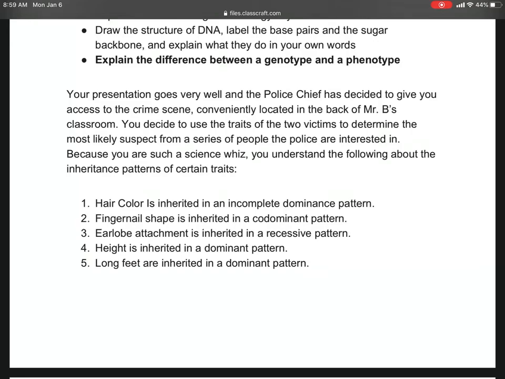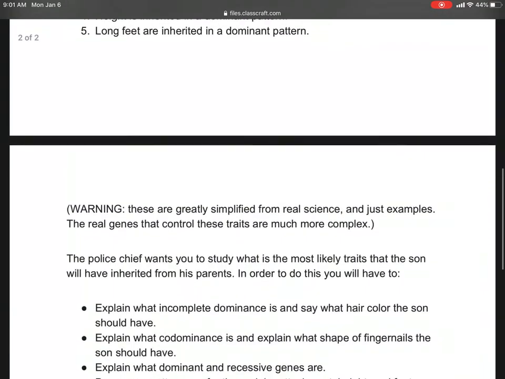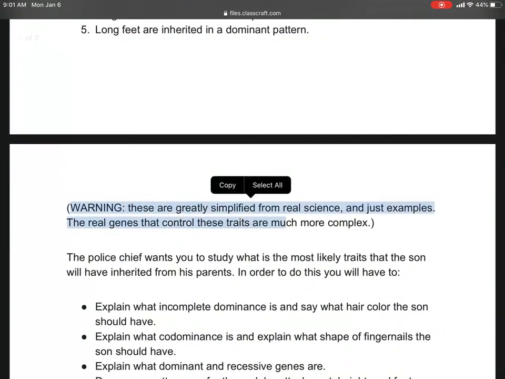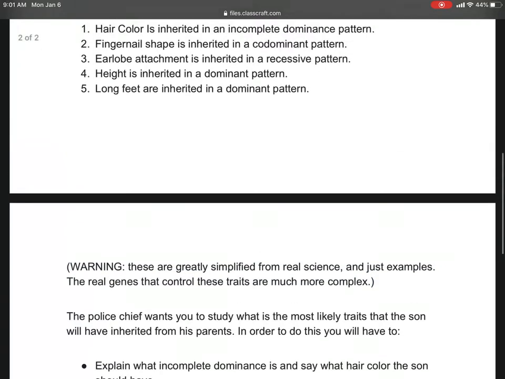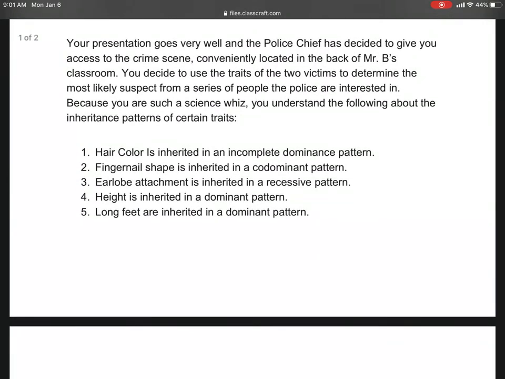You decide to use the traits of the two victims to determine the most likely suspect from a series of people the police are interested in. Because you are such a science whiz, you understand the following about the inheritance patterns of certain traits. Now I have to say, as you can see in this warning right here, this is a lot simpler. This project isn't like real life. Like hair color is not determined in an incomplete dominance pattern in real life. Fingernail shape is not inherited in a codominance pattern in real life. But just for the purposes of the project, they are.